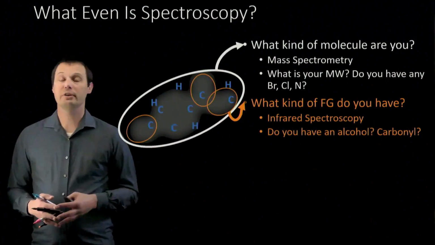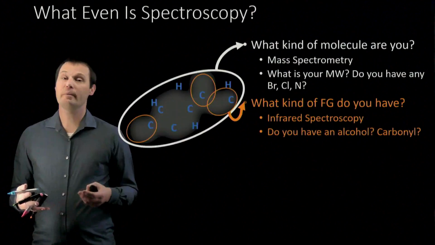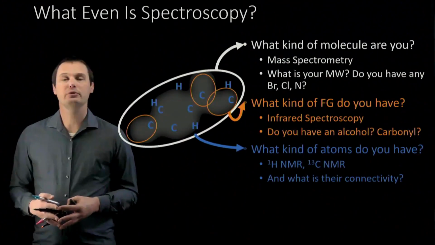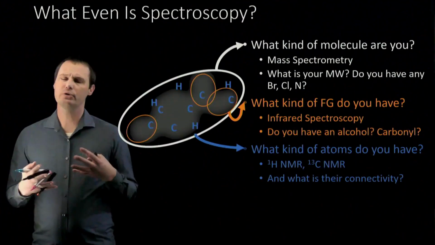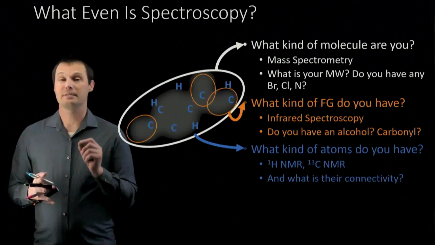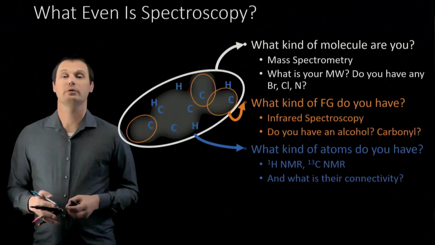Finally, this molecule is certainly going to have some kinds of carbons and hydrogens in it, so we might want to ask those atoms some questions. What kind of atoms do you have? For this, we would use nuclear magnetic resonance spectroscopy. There are two kinds of NMR, proton NMR and carbon NMR, and by far, proton NMR is the most important spectroscopic tool we're going to learn in this sequence.